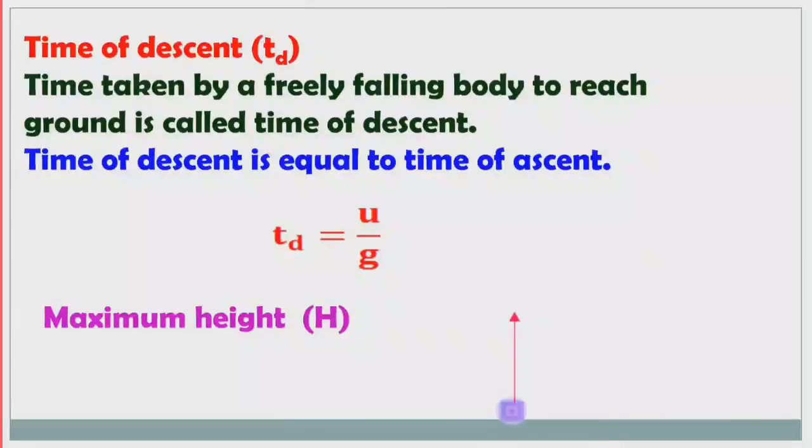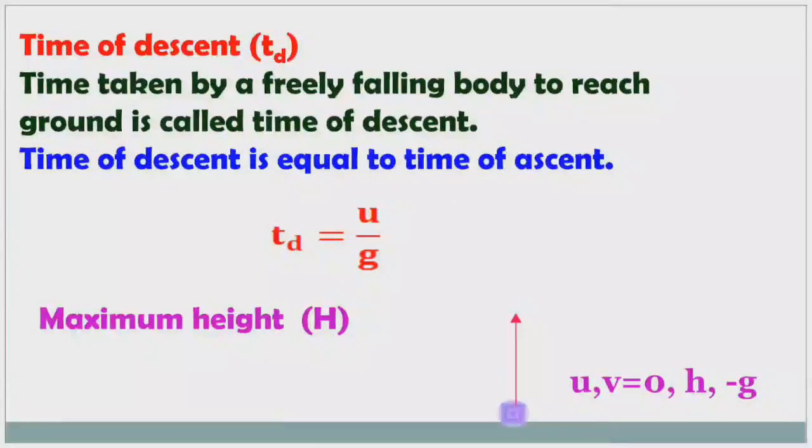Here the object is thrown with certain velocity, that is u is the initial velocity. Already we discussed that at maximum height its final velocity will become 0. Remember, at maximum height final velocity is 0. Here height is h, and the object is moving opposite to the direction of free fall acceleration. That's why a is equal to minus g.